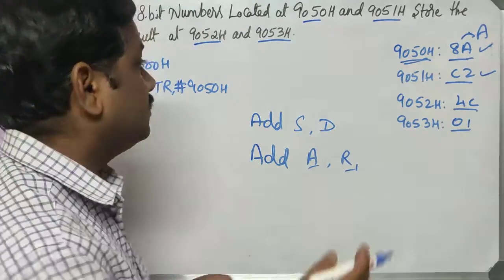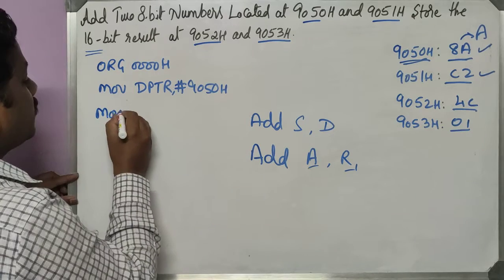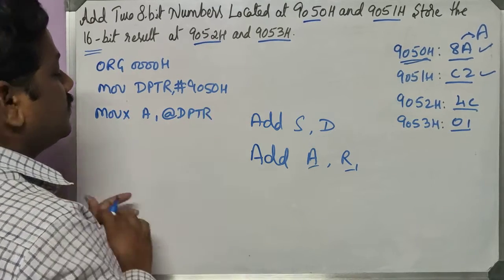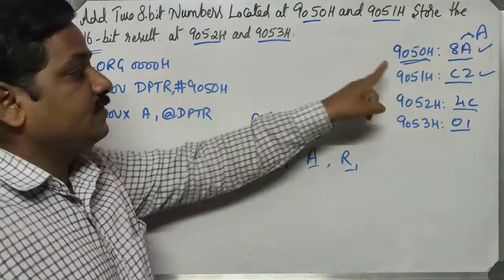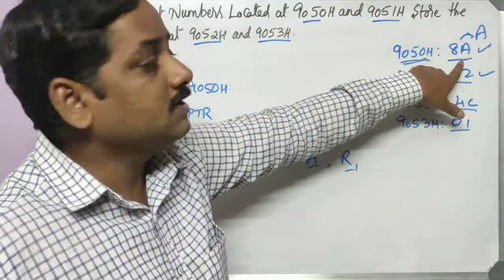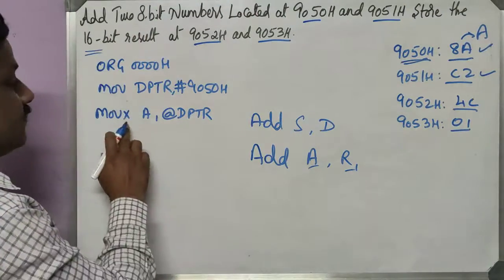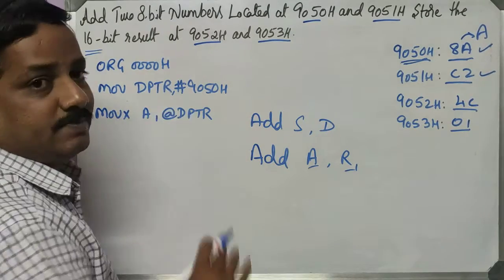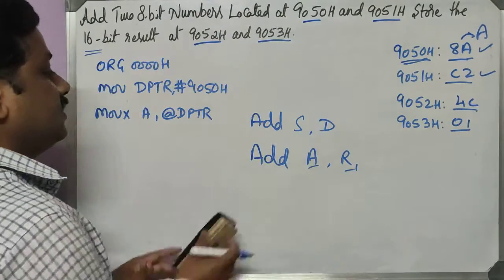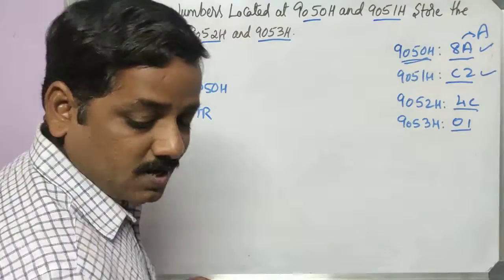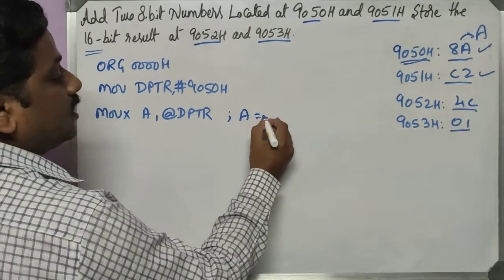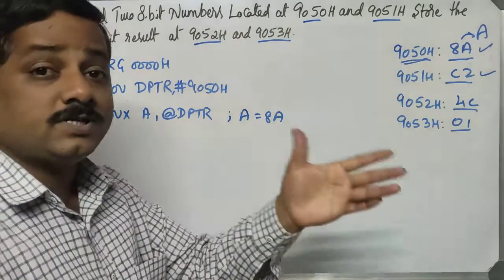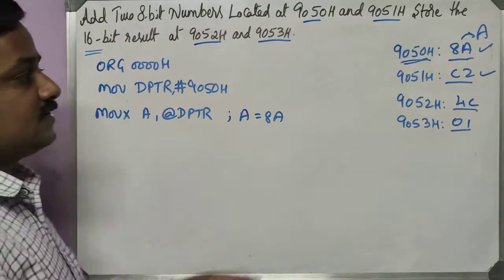So how to do that? We have an instruction called MOVX A comma @DPTR. What is happening here is, DPTR is 9050, at 9050 I have 8A, and that will be taken to A, the accumulator. We are moving it from external memory, so it should be MOVX A comma @DPTR. So we got the first data into accumulator, and accumulator will be having 8A in it. Just for your understanding I have written this; after a semicolon, whatever you write is a comment. So I got the first data into A.